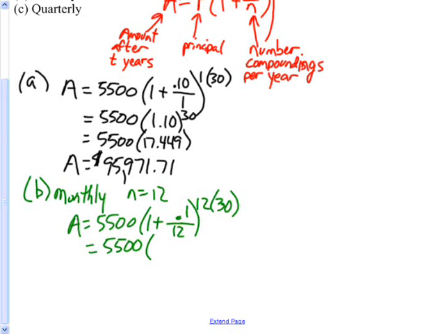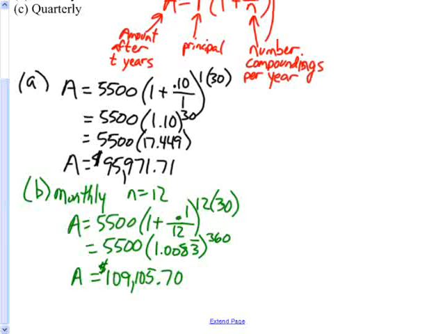So 1.008 and 3 repeated, all to the 360. So let's take that to the 360. Multiply that number, which is 19.837, times the 5,500 in front, which is 109,105.697. We'll say 0.70, close enough. Okay, so it looks like our monthly compounding is a little bit better, right, over time, especially with a significant amount of money. Seems to make a difference here.